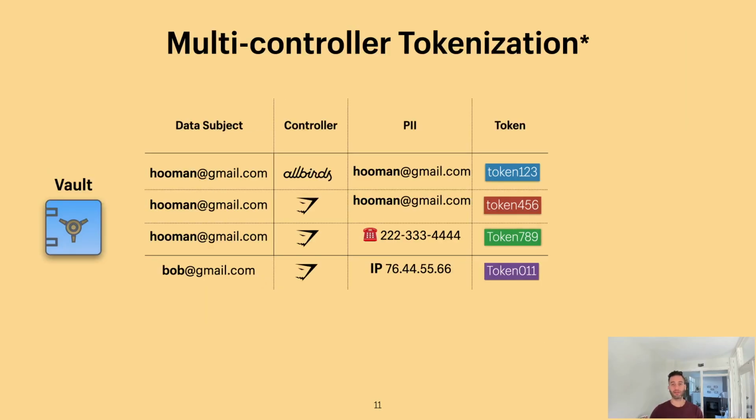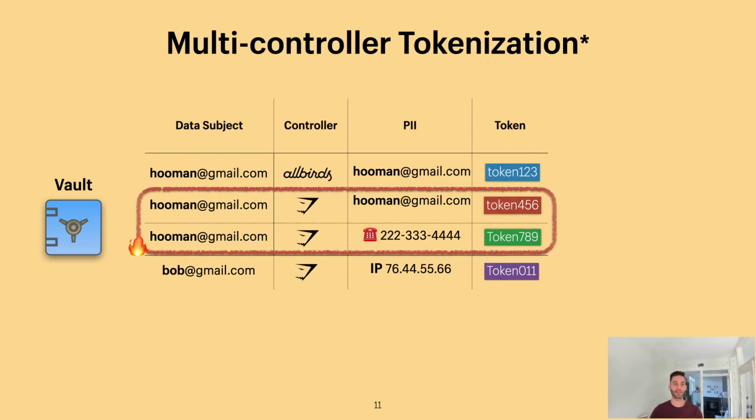So now that we saw tokenization, let's see how deletion works for tokenized data. Imagine this is how our tokenization vault looks, and we're going to apply a bunch of deletion scenarios and see how it works. For the first scenario, imagine human has to be deleted from Gymshark. All we need to do is set the data subject to human and the controller to Gymshark, and it will result in the 2 middle rows.